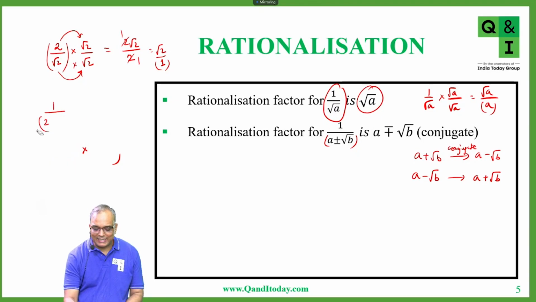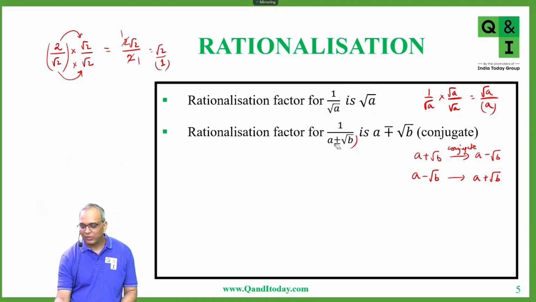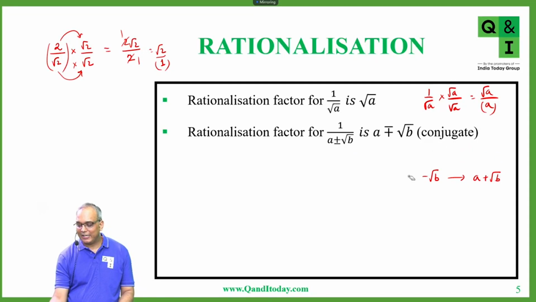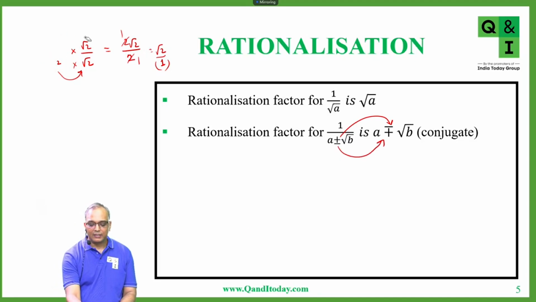So rationalization factor for 1 by root a was root a, and rationalization factor of 1 by a plus minus root b is a minus plus root b. This means that if there is a plus sign, you will have a minus sign in the conjugate, and if there is a minus sign, you will have a plus sign in the conjugate.